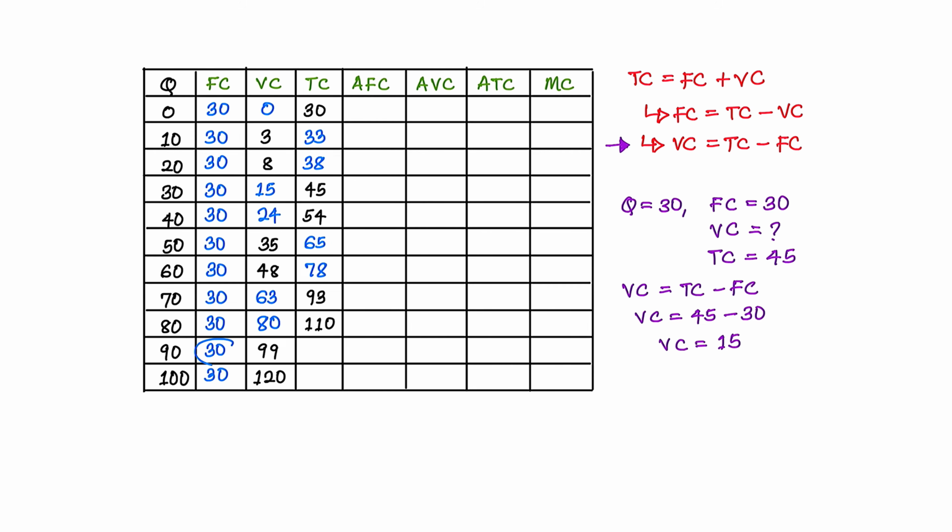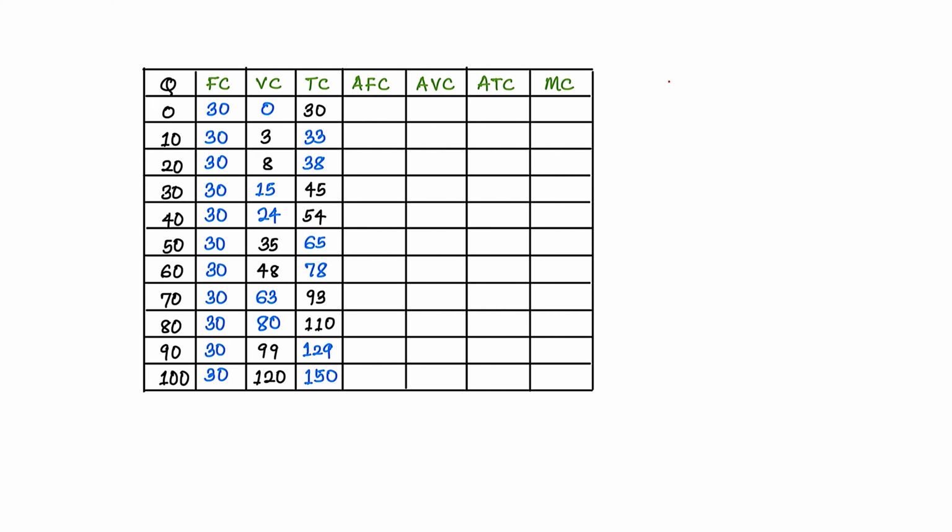And next, fixed cost is 30, variable cost is 99. Addition of 30 and 99 will give us a total cost of 129. Lastly, we have a fixed cost of 30 and a variable cost of 120. The summation of the two will give us a total cost of 150.